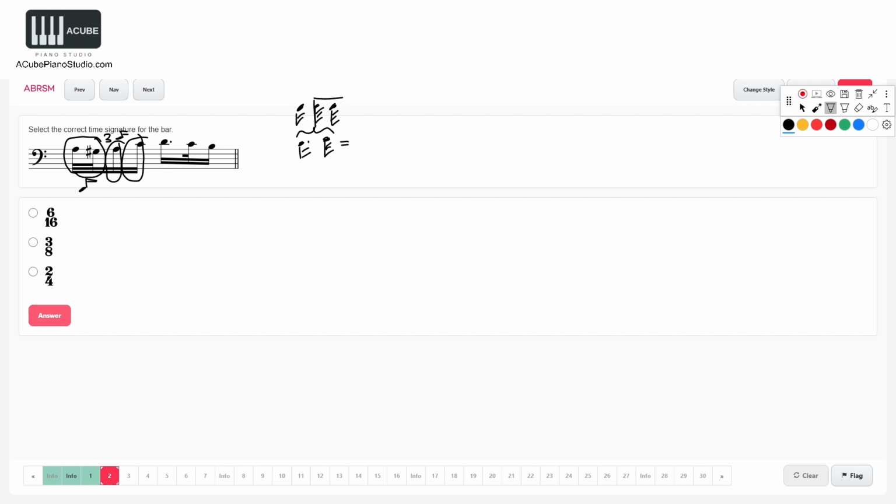So 2 demi-semi-quavers is equal to a semi-quaver. So this will be equal to 2 semi-quaver beats plus another 1 here. So there is another 3 semi-quaver beats here. In other words, I have 6 semi-quaver beats per bar. When you have semi-quaver beats per bar, your bottom number should be 16 and the top should be 6. So the time signature for this should be 6/16.